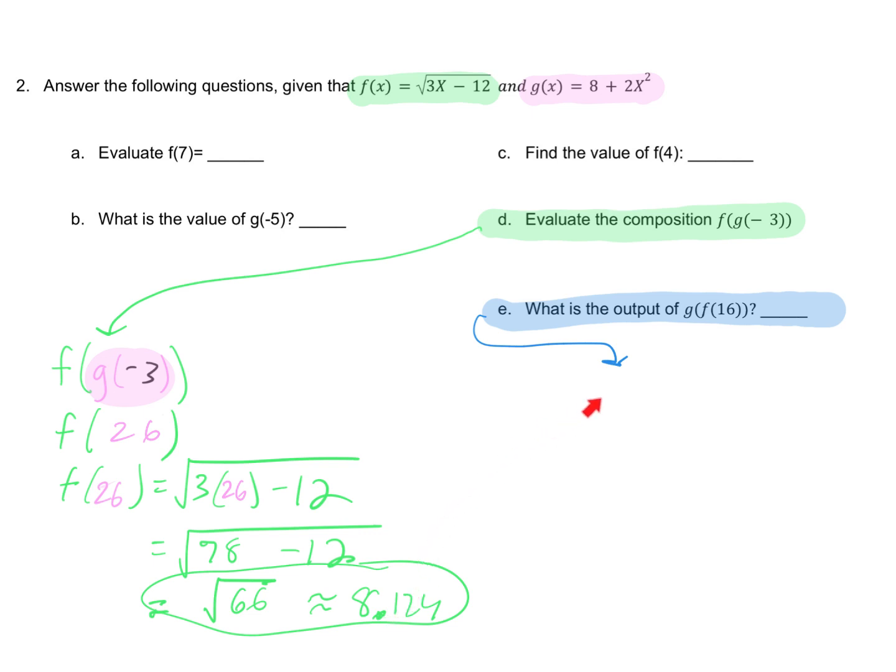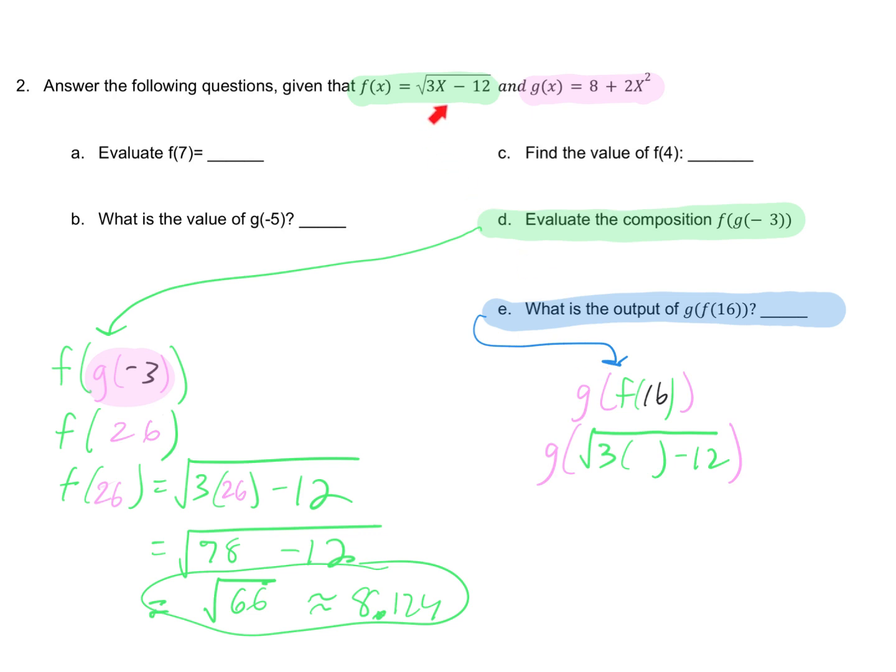All right, let's try e then. We're doing the same thing, except 16 first gets dropped into f. The notation I show for this solution will be just a little different than the way I showed it for part D. But we'll basically be doing the exact same thing. Here we go. Let's evaluate, as they ask, g of f of 16. We'll start by dropping 16 into function f.